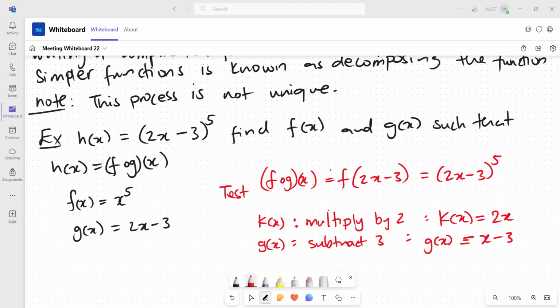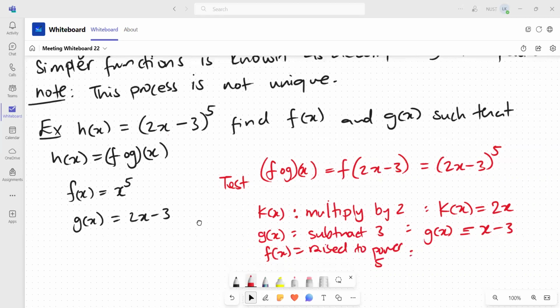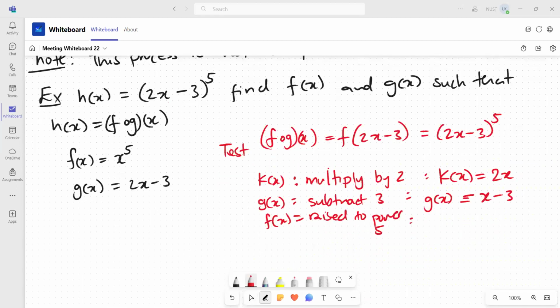And then the last step, f of x, what is happening? Raised to the power of 5. Okay, so after it is raised to power 5, we can say f of x is equal to x to the power of 5. Again, it's x to the power of 5, not x minus 3.